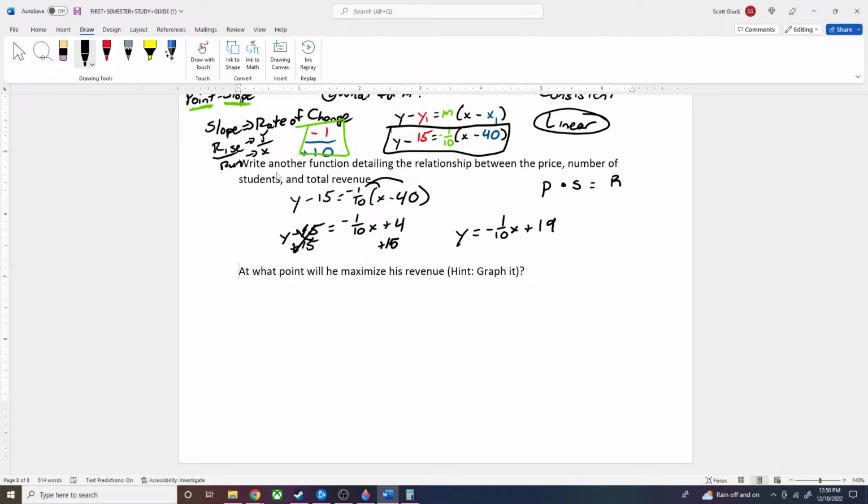Okay? Now, we're going to tweak this formula just a little bit because we're going to say, okay, students equals negative 1 over 10 of the price plus 19. Why did I do that? Because now I have what I need in order to calculate how he can maximize his revenue.